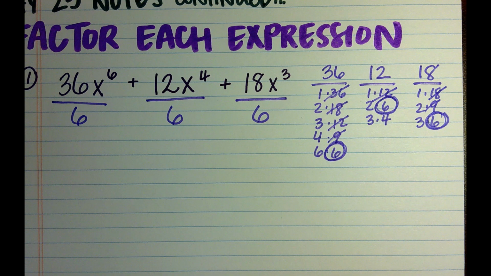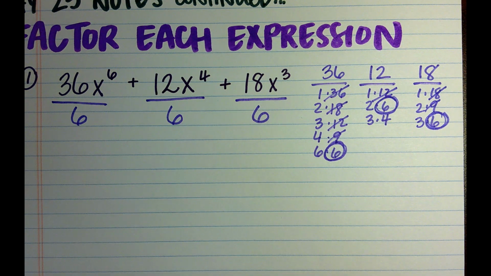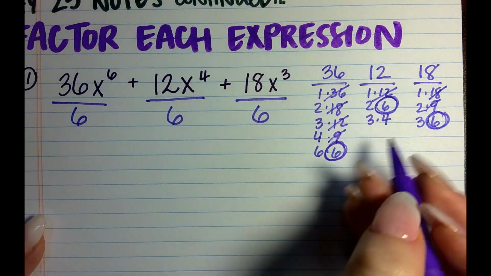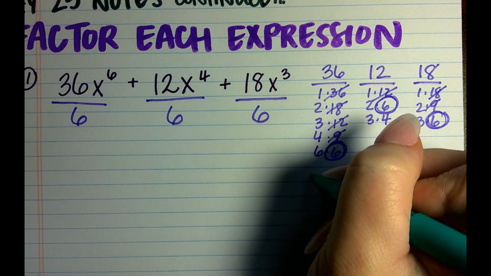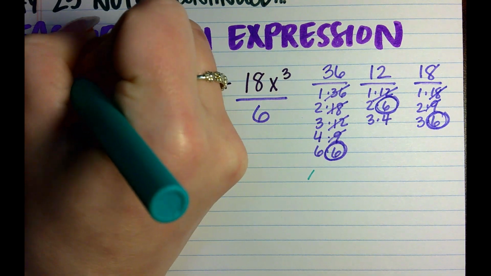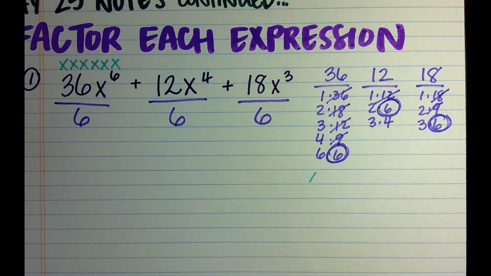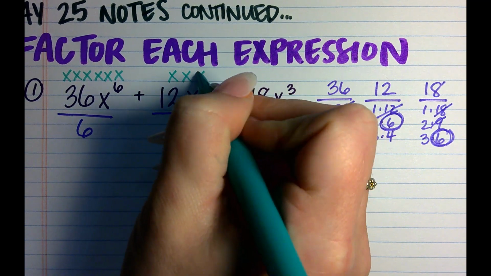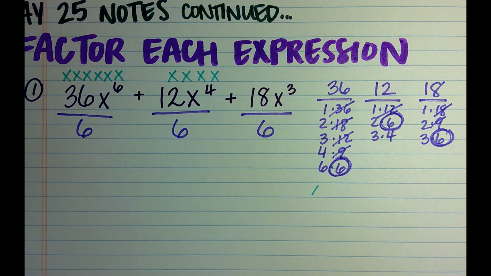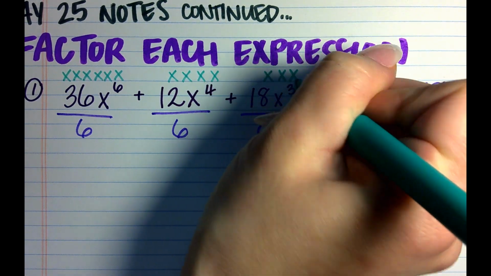So, how are we going to figure out how many x's I can take out of each of these? You write them all out. We could write them all out. Let's do that. So, for 36, x to the 6th power, I have 6 x's. I'm going to write them up here, actually. 1, 2, 3, 4, 5, 6. There's 6 there. 12x to the 4th power, we've got 4 there. 1, 2, 3, 4. 18x to the 3rd power, we've got 3 there. 1, 2, 3.